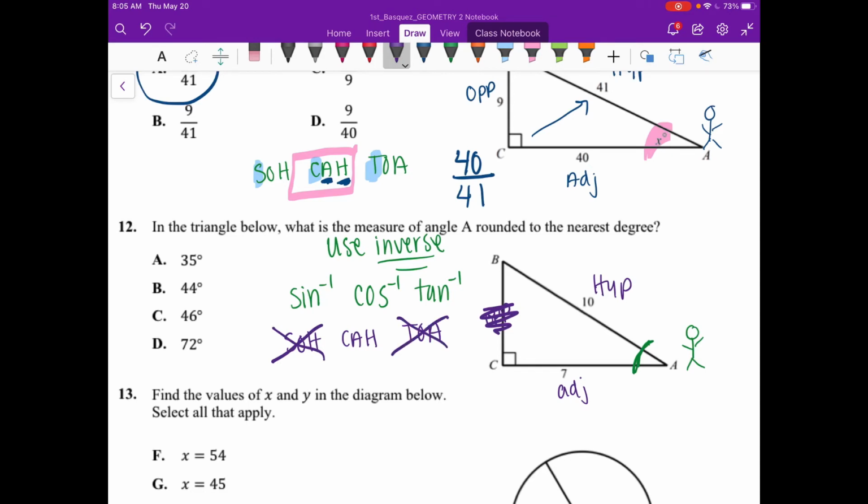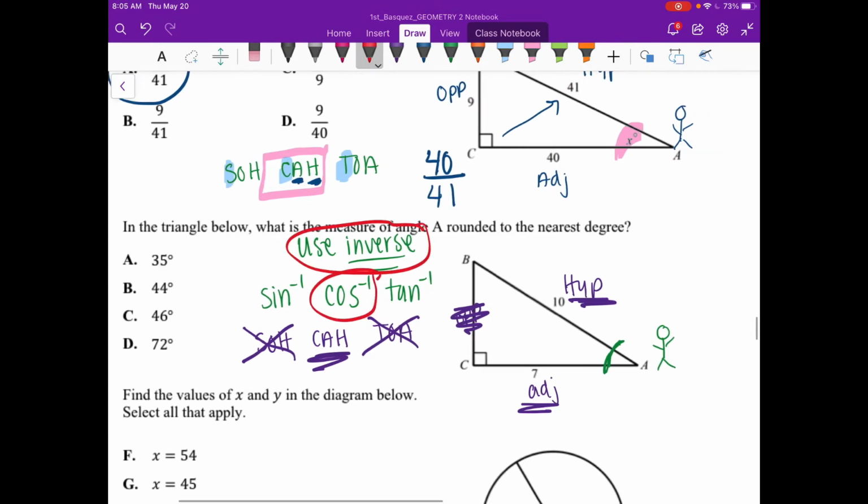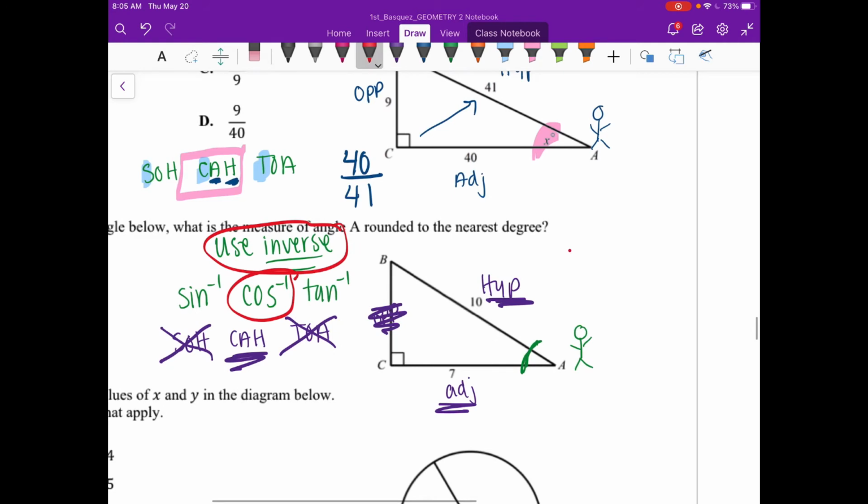That leaves me with cosine. I have to use CAH because I do in fact have an adjacent and a hypotenuse. Okay, so I know I'm going to be using cosine. I know it has to be the inverse because we use the inverse to find the missing angle measurements. So I'm going to do inverse cosine. The adjacent comes first, so 7. The 10 comes in the denominator.